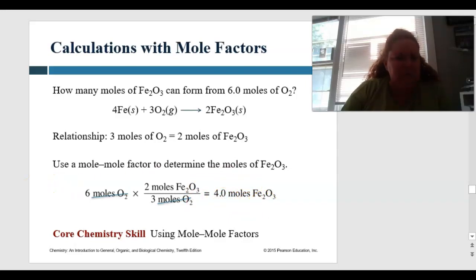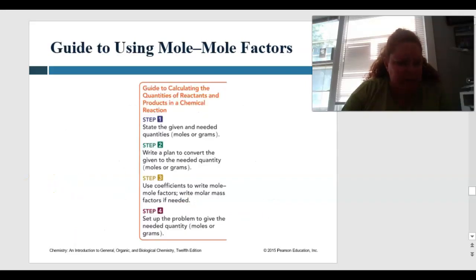So what is our handy little guide? We are going to state the needed and the given quantities in either moles or grams. Then we're going to write the plan to convert the given to the needed quantity. And then we're going to use those coefficients to write the mole-to-mole factors, writing the mole-mass factors if they are needed, and then set up the problem to give the needed quantity. So let's try.